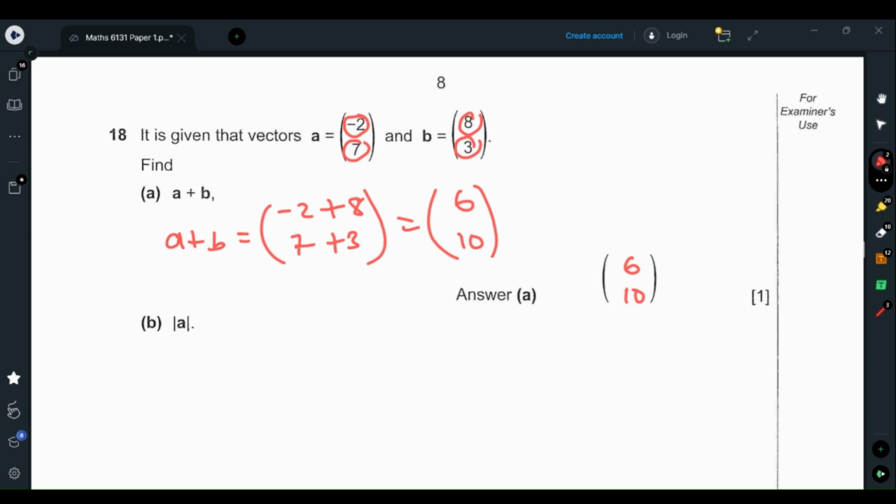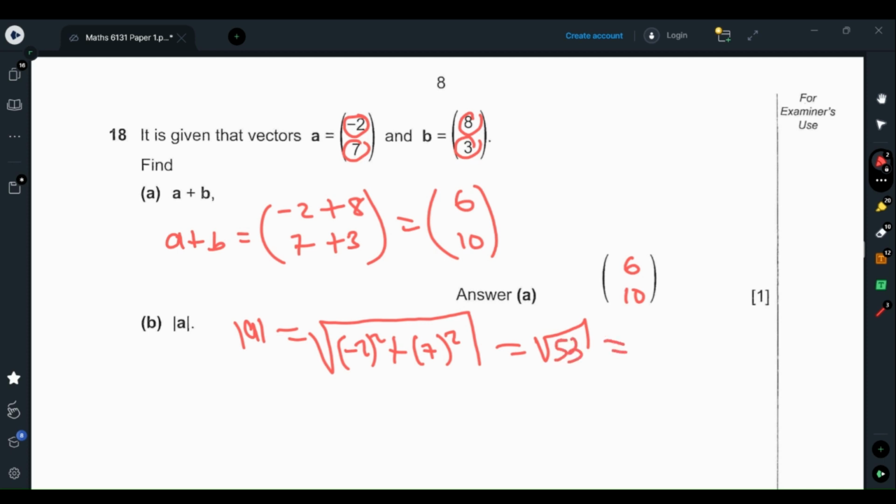Now find the magnitude of a. To get that, since it's a column vector, we'll square all these numbers, plus 7 squared, and that will give us the square root of 53, which is the same thing as 7.28.